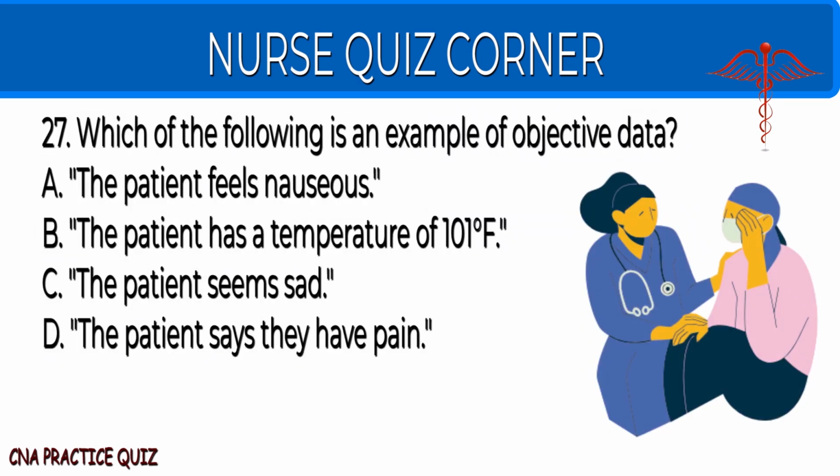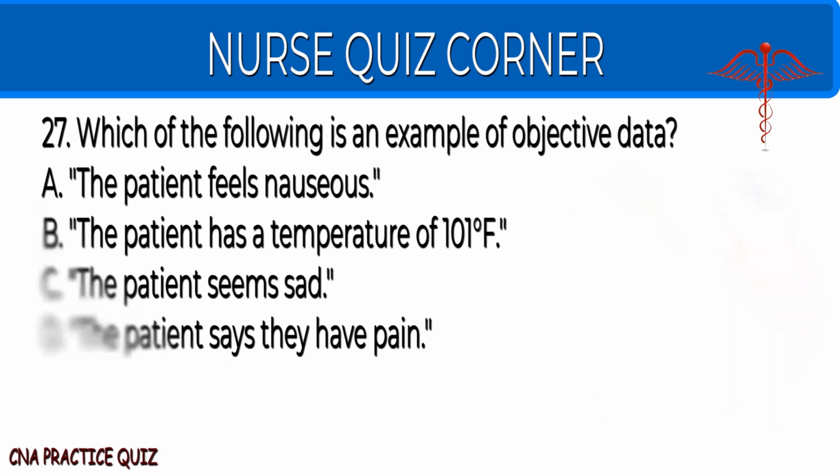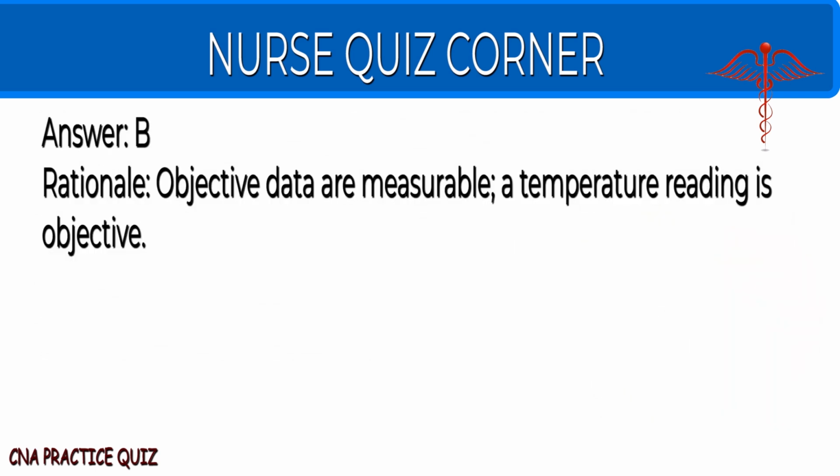27. Which of the following is an example of objective data? A. The patient feels nauseous. B. The patient has a temperature of 101 degrees Fahrenheit. C. The patient seems sad. D. The patient says they have pain. Answer B. Rationale: Objective data are measurable. A temperature reading is objective.